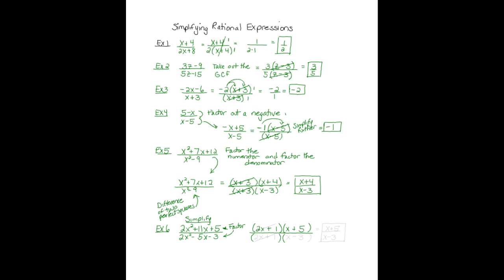This trinomial will factor into 2x and an x, and then a plus 1 and a minus 3. Here we can remove the common factors, 2x plus 1, and we are left with our answer, x plus 5 all over x minus 3.